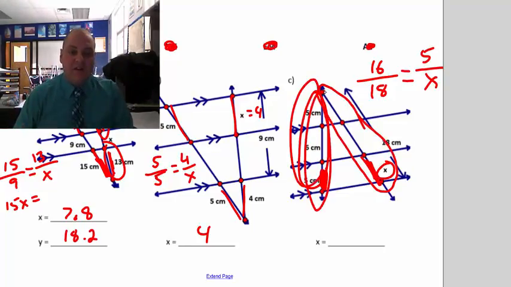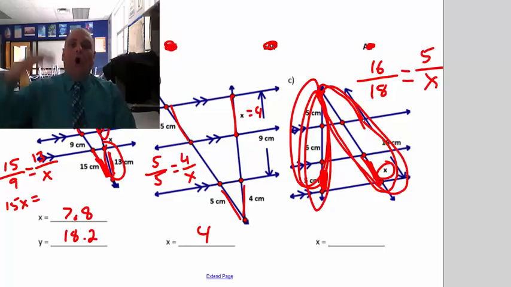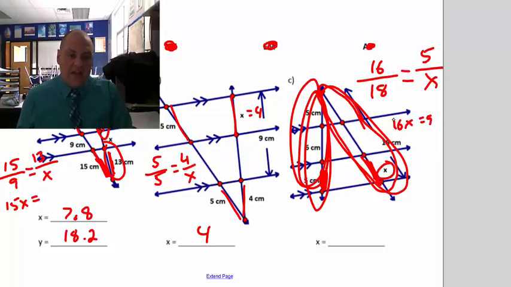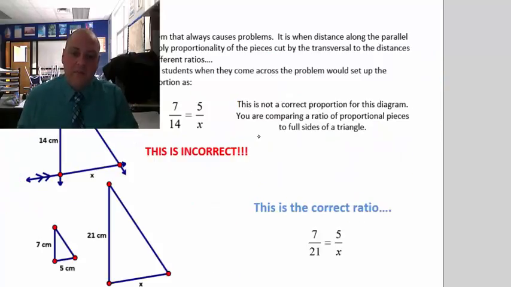It's the whole is to the whole, as the piece is to the piece. And you've got to be consistent. So 16 is to 18 as 5 is to x. 16x equals 18 times 5, which is 90. 16x equals 90, and then divide by 16 and you get 5.625. They don't necessarily work out nice.